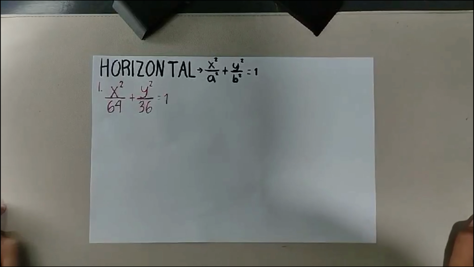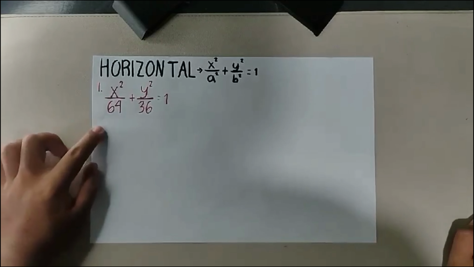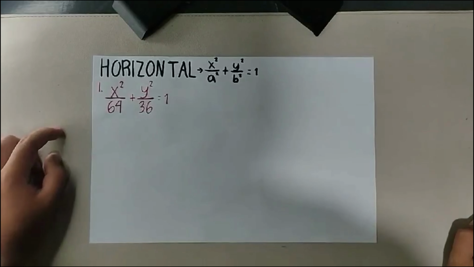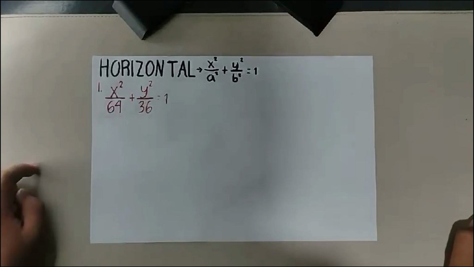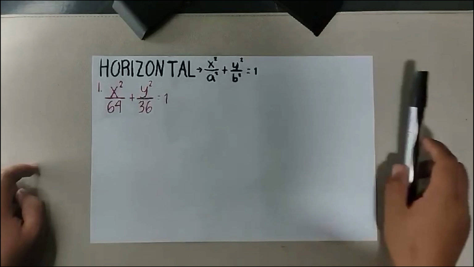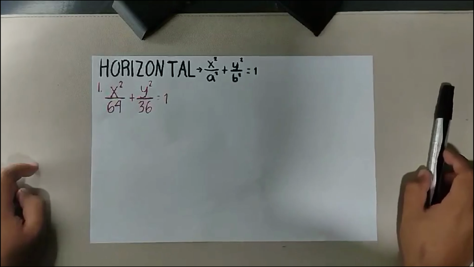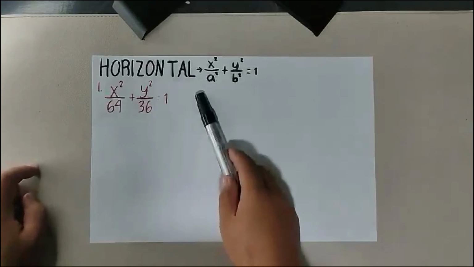Okay, it's time for an example. By looking at this equation, x squared over 64 plus y squared over 36 is equal to 1, we can see that a squared is greater than b squared. So we'll be using this equation, meaning that this is a horizontal ellipse.